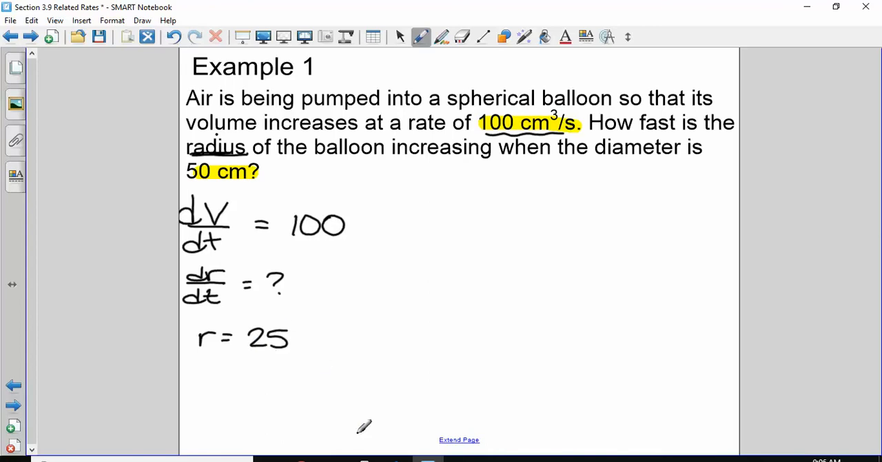Okay. So I'm talking about a sphere. Does anybody remember the volume of a sphere? 4/3 pi r cubed.